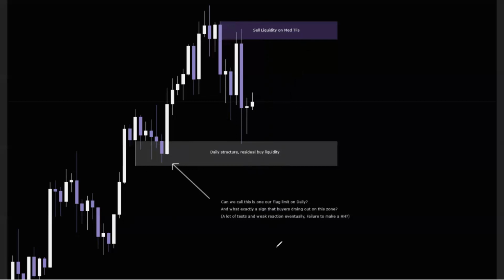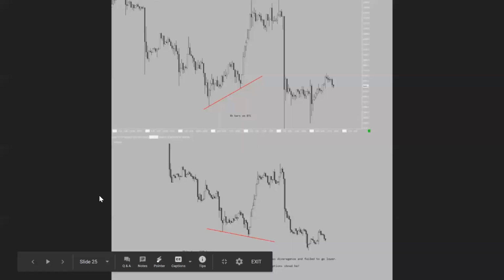So yeah, you either want to see this get engulfed, or you want to see multiple tests for price to move to the extreme of this area. And then given the right setup, you can short that.